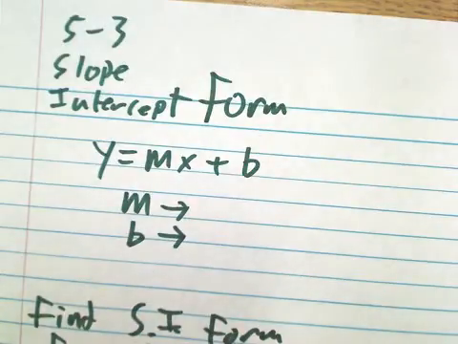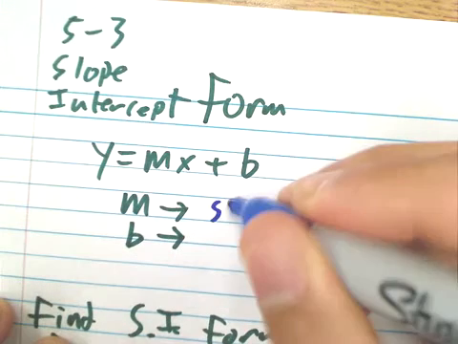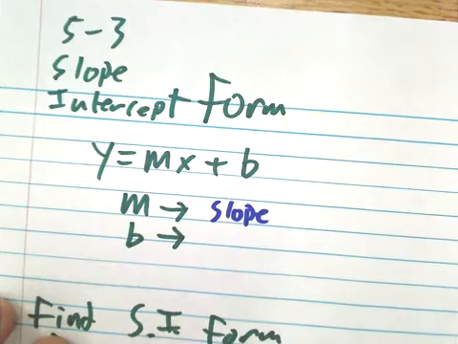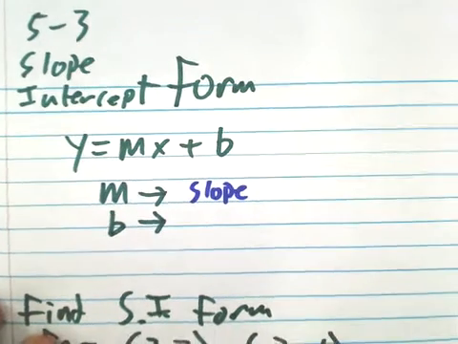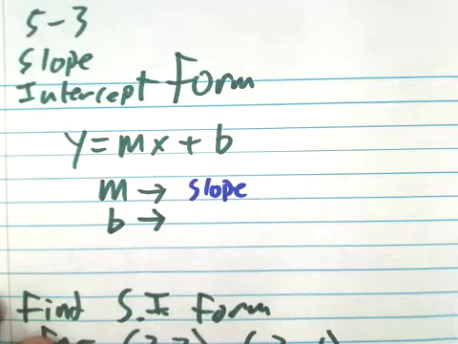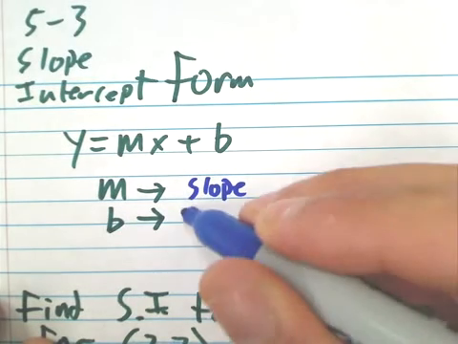So a couple things here. m is the slope. Let me use a different color for what I'm writing now. m is the slope and b is the y-intercept. Okay, so that slope, that rise over run, the y's over the x's, change in y over change in x. b is the y-intercept.